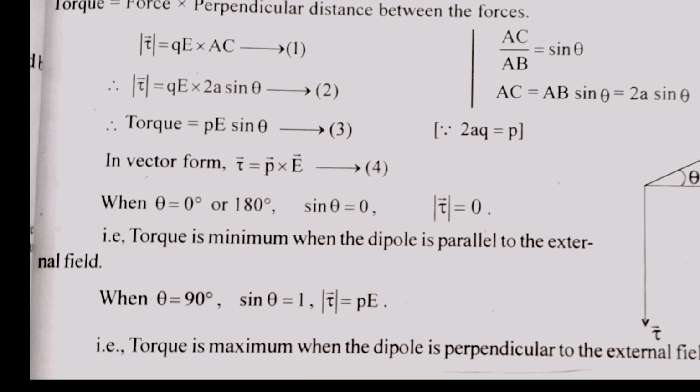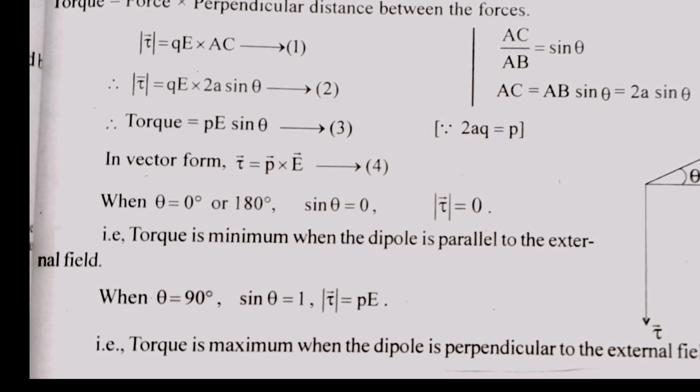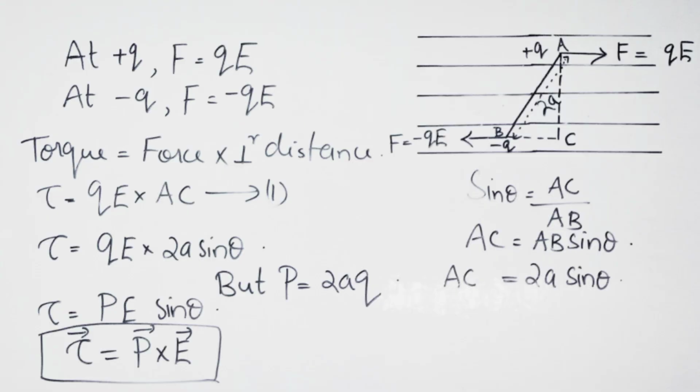Now we can have a quick review of the torque on a dipole. First of all, we consider a uniform electric field, and we keep a dipole, that is plus q and minus q charges separated by a distance 2a, and p is the dipole moment. Force we have to find first. Due to the plus q charge we get QE as the force, and due to the minus q charge it is minus QE. These two equal and opposite forces constitute a couple, and the torque acts there.